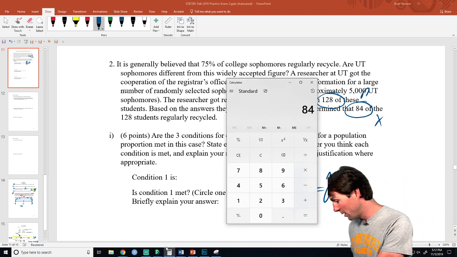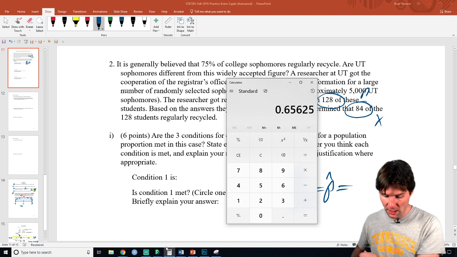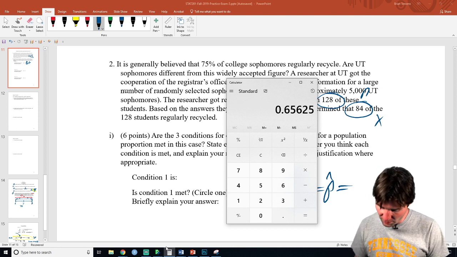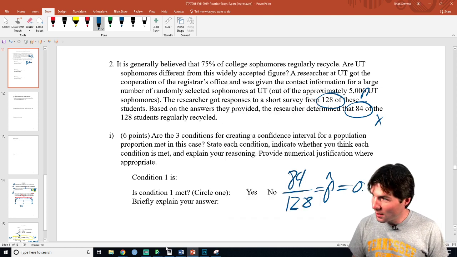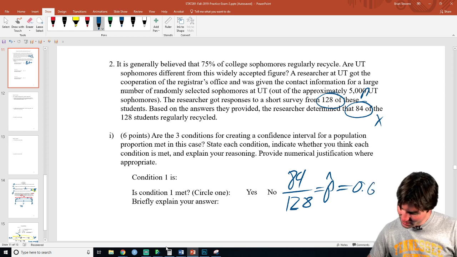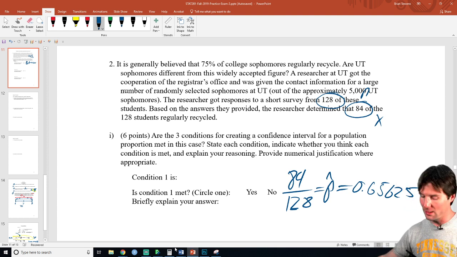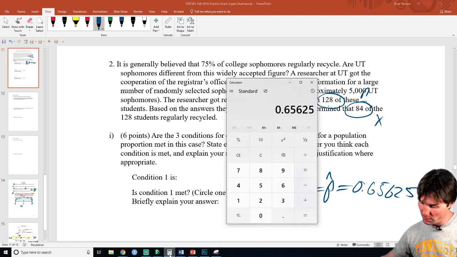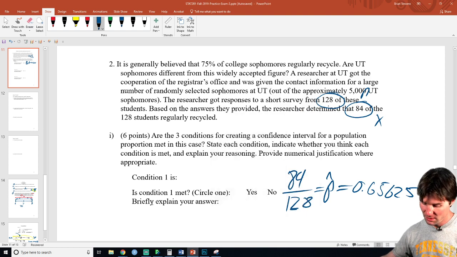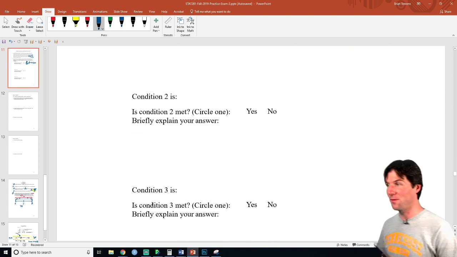84 over 128. I'm going to do it quickly, no mistakes. Let's do it. 0.65625. I knew I was going to be blocking it. 0.65625, there we go right there. The number we just saw, that is p hat. So we have just solved for p hat. So now we can actually build our confidence interval.